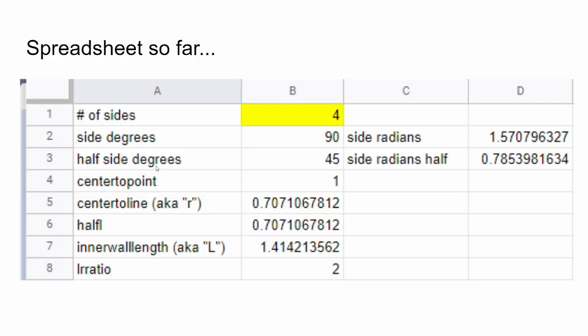So far in my spreadsheet, the first 3 lines are the same as before. This is from the center to a point or a corner, putting an arbitrary value of 1 in there. And now, using the formulas that I talked about, we can figure out R, we can figure out 1/2 L, and we can figure out L and the LR ratio. And the spreadsheet will do all this automatically if I just put in the number of sides of my polygon.